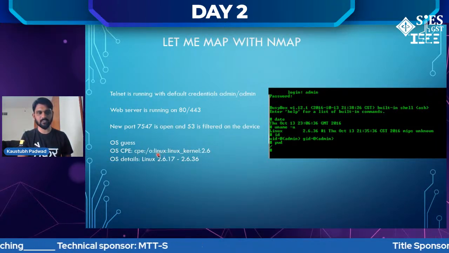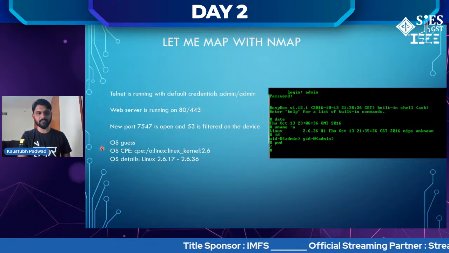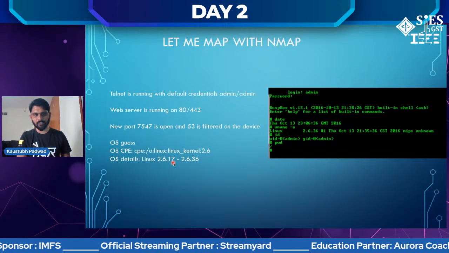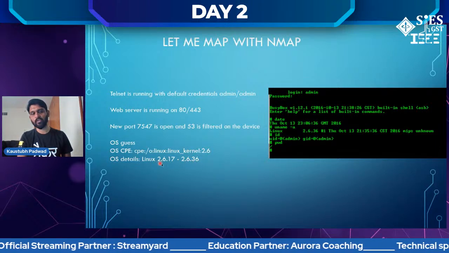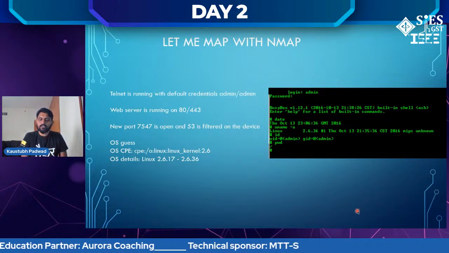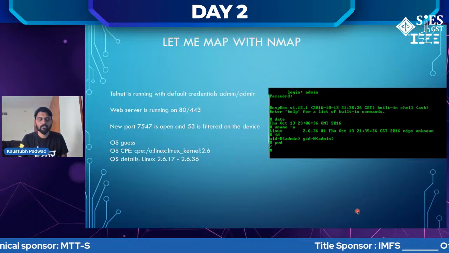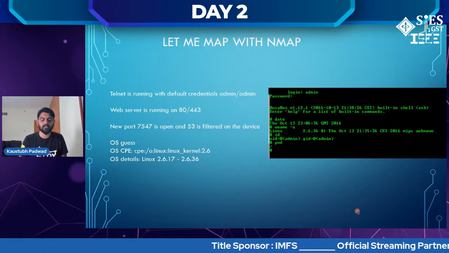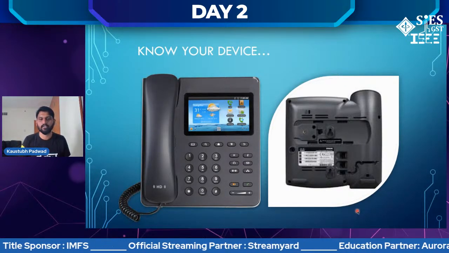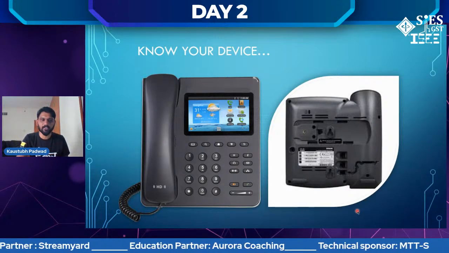It looks like the OS is Linux, with kernel 2.6, and in the OS guess the OS details say Linux kernel 2.6.17 to 2.6.36. So we have a precise range of which kernel it is running. Does anyone know what kernel version is current from the Linux Foundation? I think it's 5. So it's a decade-old kernel running on this IP phone. It's a very outdated device. It still looks new because they are selling it, and they know nobody is going to bother which kernel they are using.